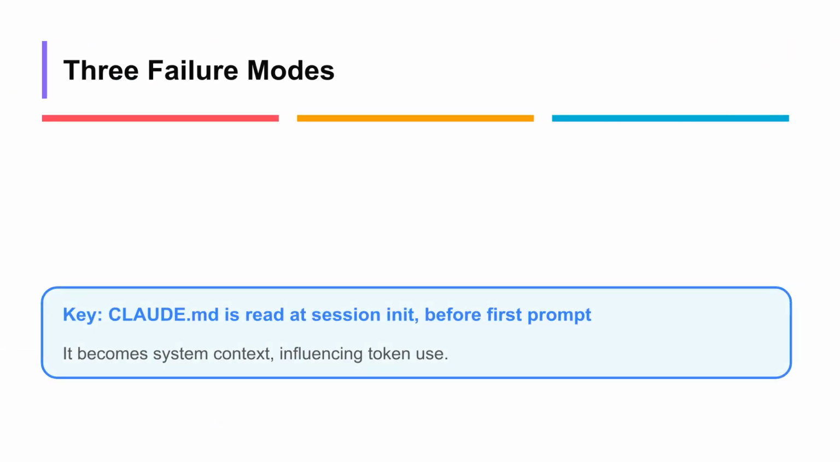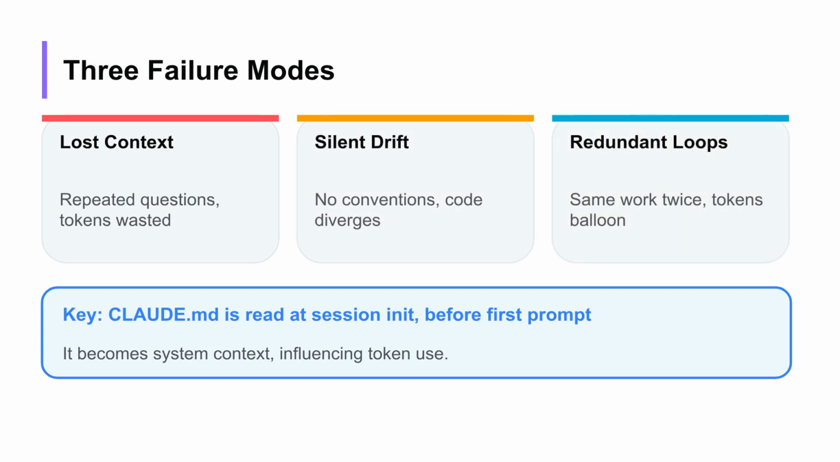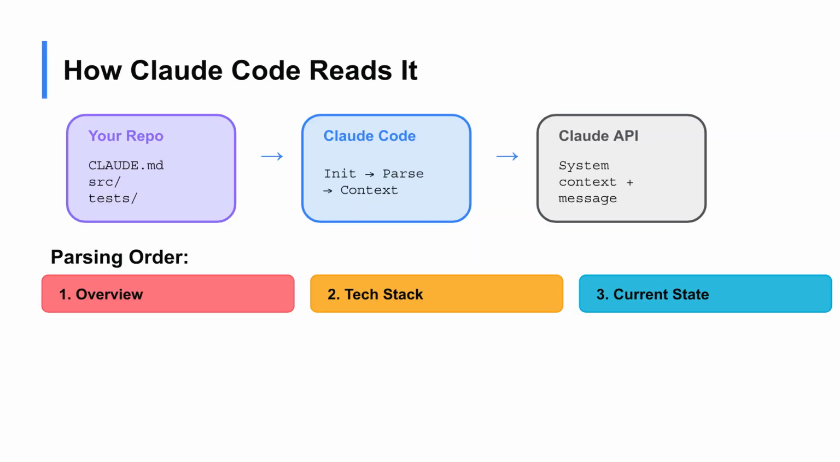There are 3 failure modes without persistent context: lost context, silent drift, and redundant loops, all leading to wasted tokens and inconsistent code. The key is that Claude.md is read at session initialization before your first prompt, turning it into system context. This diagram illustrates how Claude Code processes information.